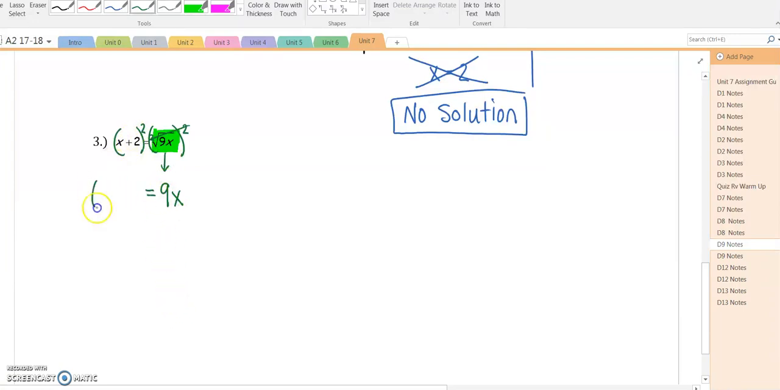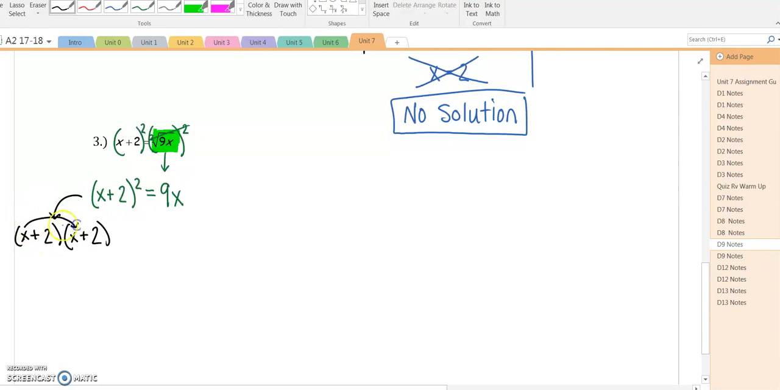But on the left side, I got to be careful, because I have x plus 2. This whole thing is being squared. Well, remember what a square really means. It means multiply it by itself. So x plus 2 squared is really x plus 2 times x plus 2. That means I have to FOIL this out.